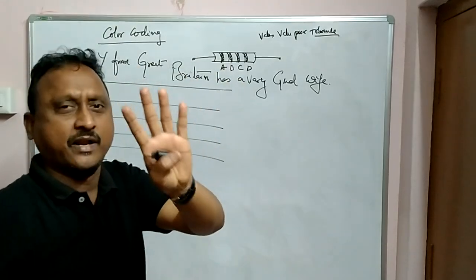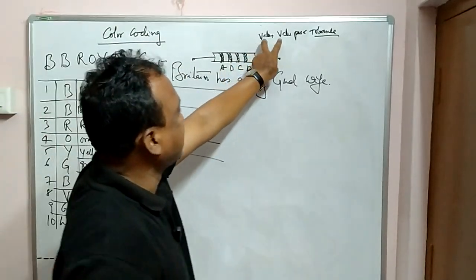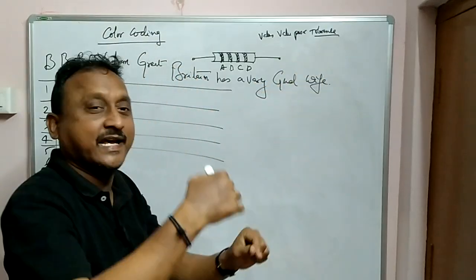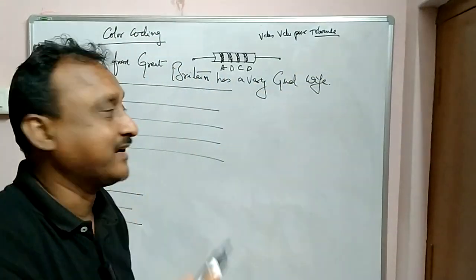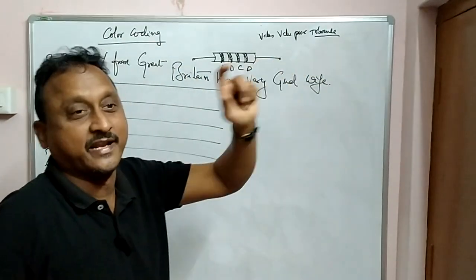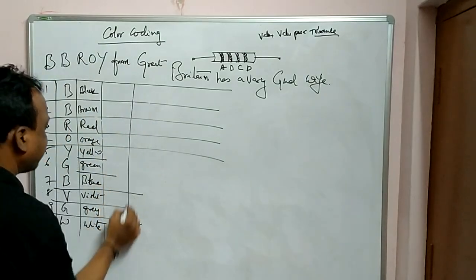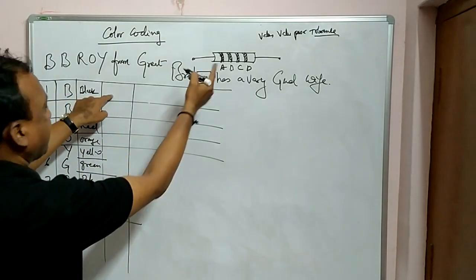See, out of 4 color bands, the first 2 bands indicate the value, like 2, 1, 3, 4, something like that. The third one indicates the power, the multiplication factor. The last one is error, tolerance. At the end, I'll tell you. See, I'm writing the values here. First band, value.